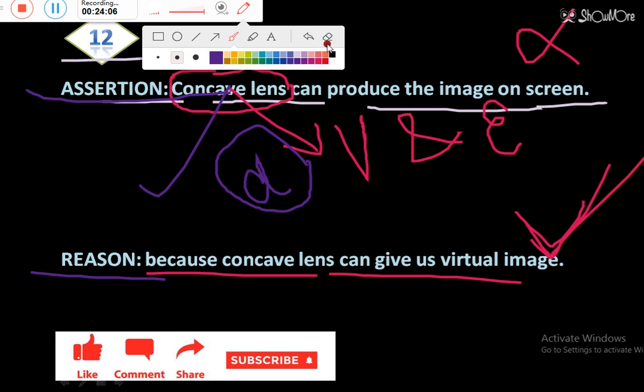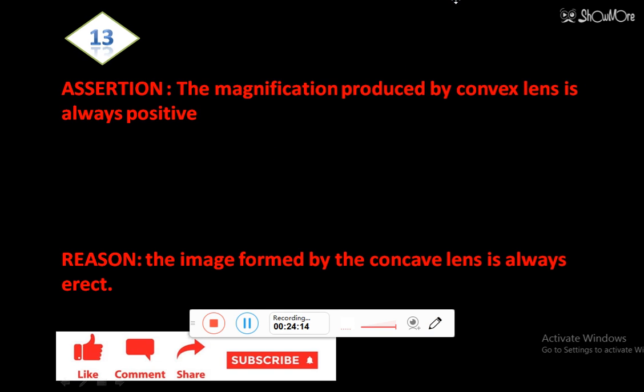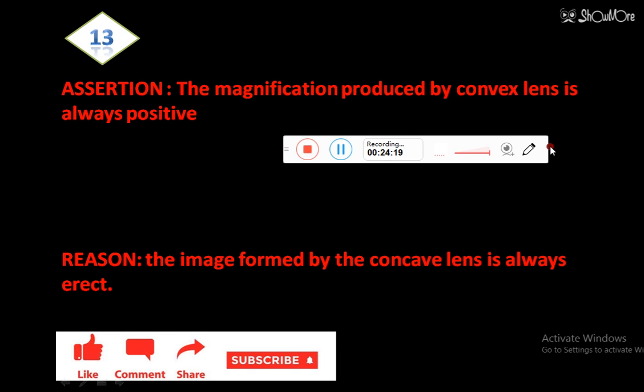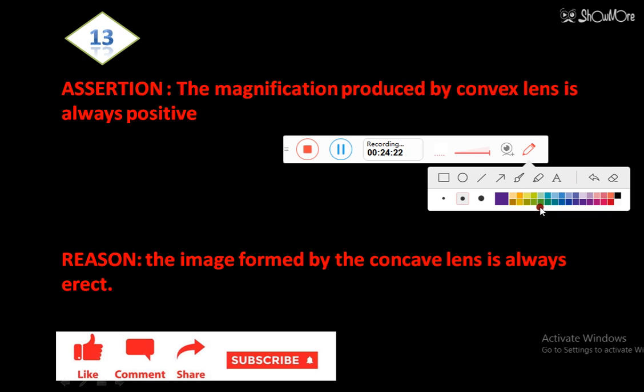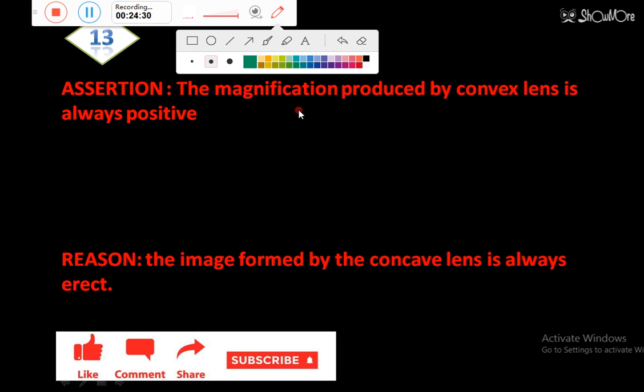So let's move to the next question. The next question is question number 13, and it says the magnification produced by a convex lens is always positive. I think this question is a repeated one. The magnification produced by a convex lens is always positive, this was false. The image formed by a concave lens is always erect. Okay, this is different. The assertion is the same, but the reason is different here.